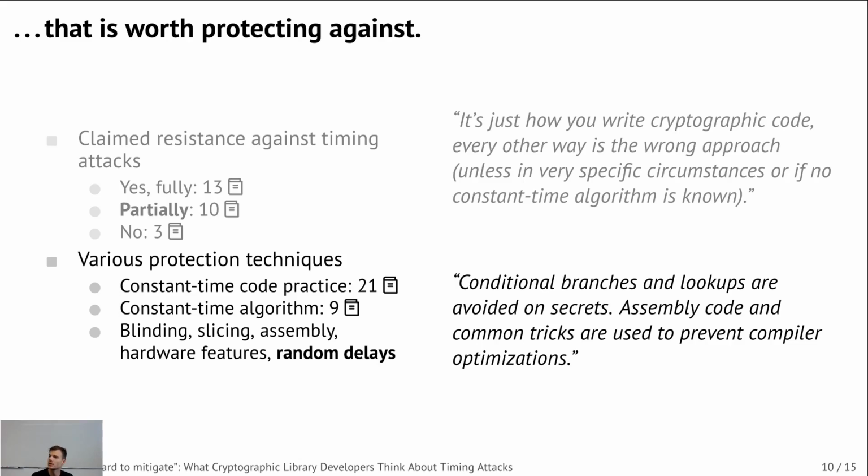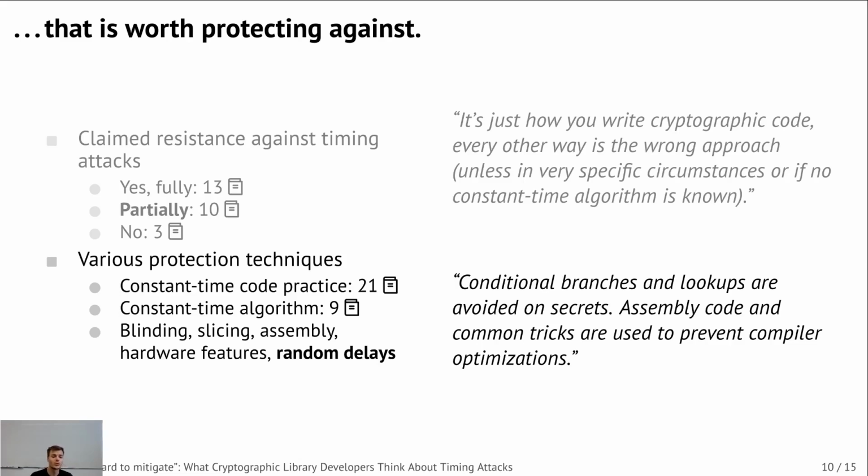Sometimes there is a well-known algorithm for something like scalar multiplication on an elliptic curve. There is the Montgomery ladder, which is a well-known constant time algorithm. And there are other various techniques reported, like blinding, slicing, assembly, or hardware features like AES-NI.